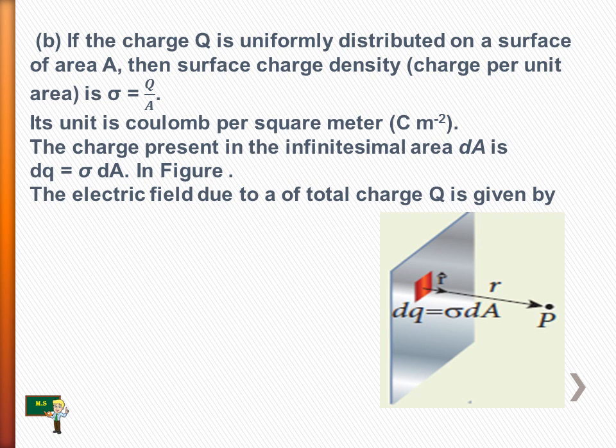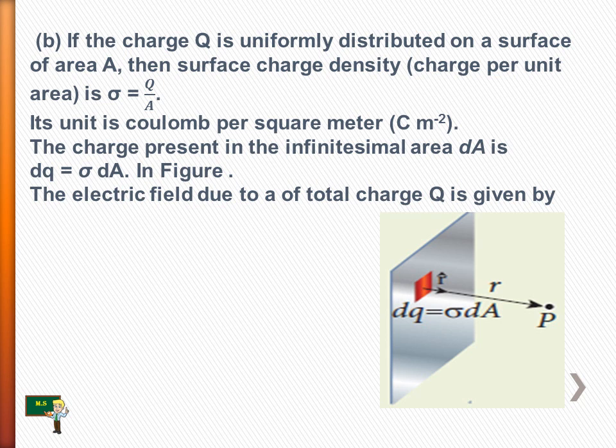density. How can you find the surface charge density? Charge per unit area, that means this area has to be divided and we have to find the charge per unit area. For this we use sigma, which is equal to q by A, that means the charge divided by the surface area. Now the unit for this surface charge density is coulomb per square meter, C m minus 2.